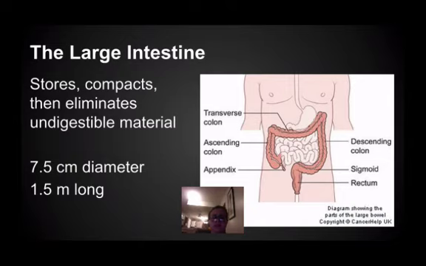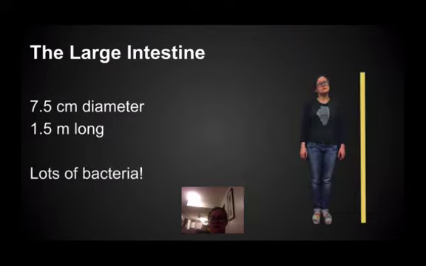So the large intestine is 7.5 centimeters in diameter, so that's a much larger diameter than the small intestine, but it is not quite as long. It is only about 1.5 meters long, so it is just about as tall as I am. There is a lot of bacteria in the large intestine. It does a great job of getting any extra nutrients out that the small intestine couldn't get out, and that the large intestine itself is not going to be able to get out. And it's actually very healthy to have a lot of bacteria in your large intestine.